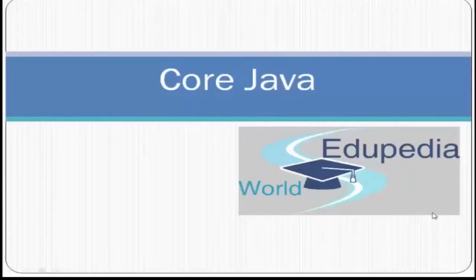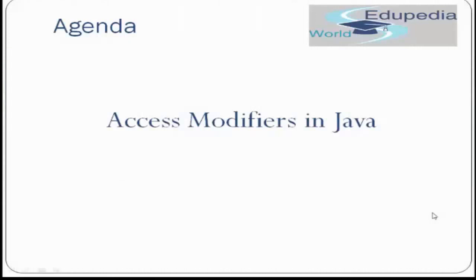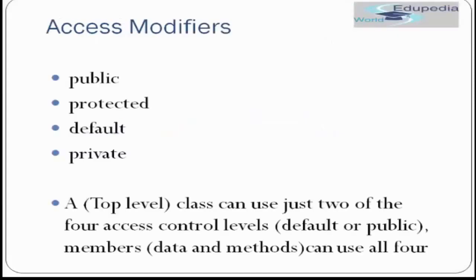In this tutorial, we are going to learn about access modifiers in Java. So let's begin. Access modifiers. Java provides four types of access modifiers: public, protected, default, and private.